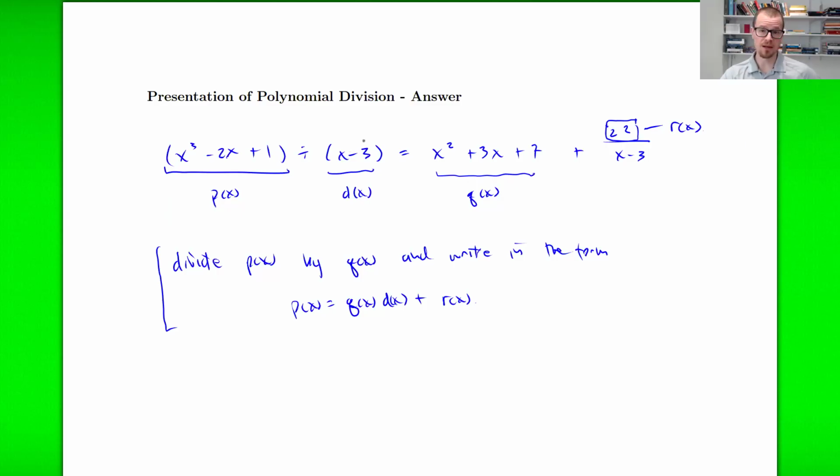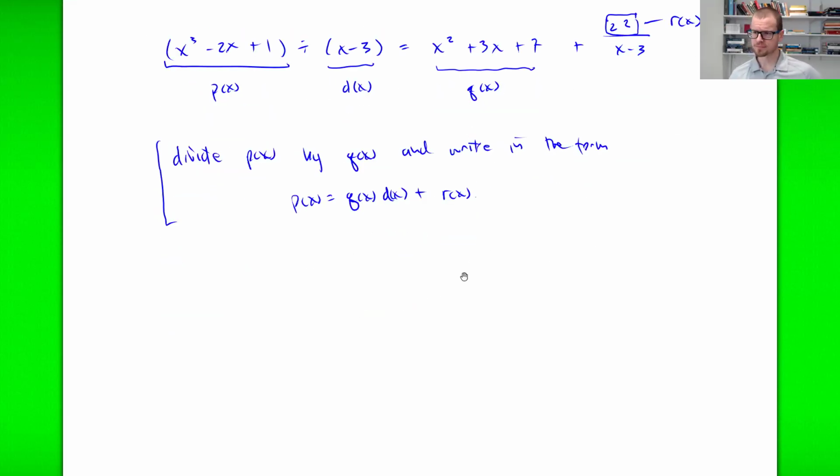But what we're going to do is multiply both sides by d of x. When we do that, it cancels out with this division by d of x, so p of x is equal to, and then we distribute q of x times d of x. And then this, of course, is d of x itself. So when we multiply, we're again getting rid of that, and we're just left with the remainder. So this is an equivalent form.